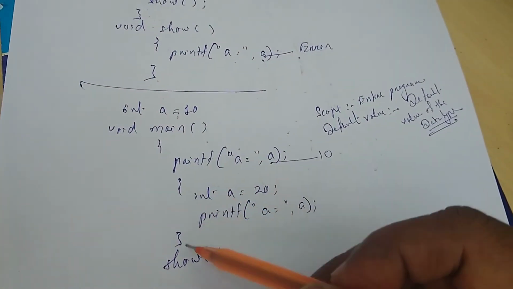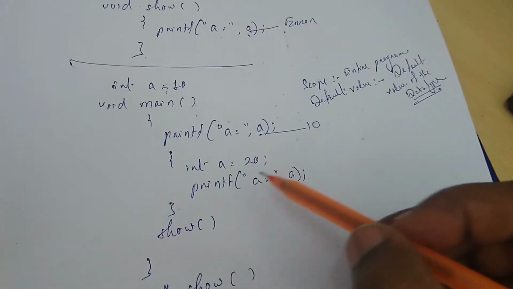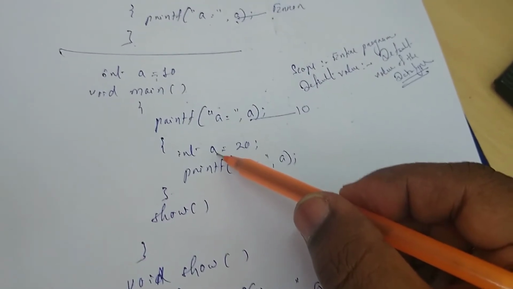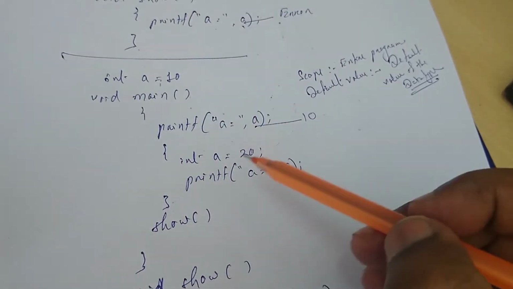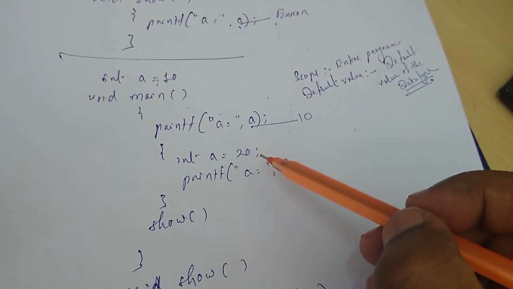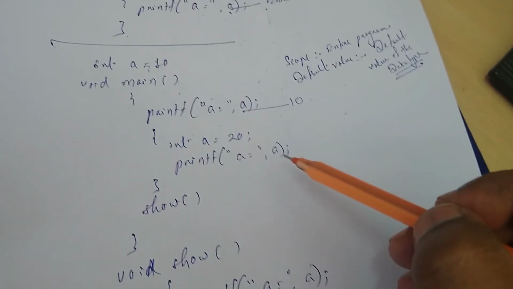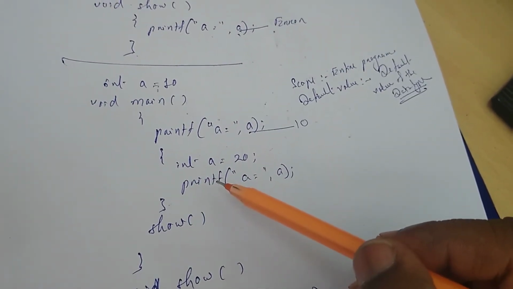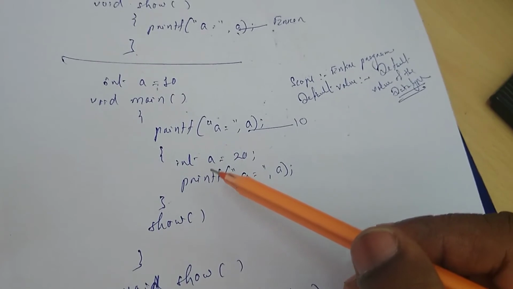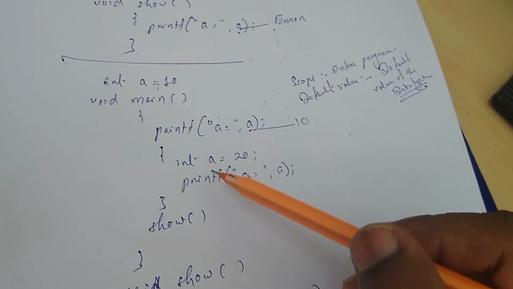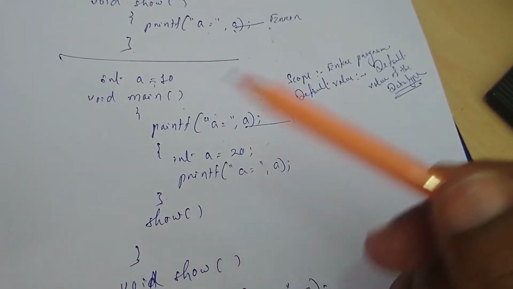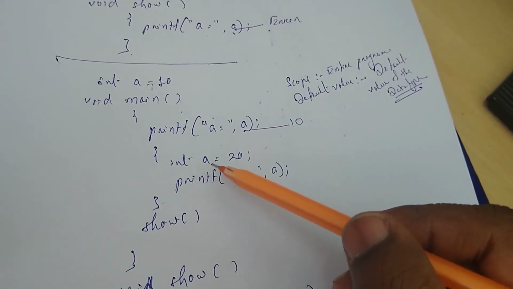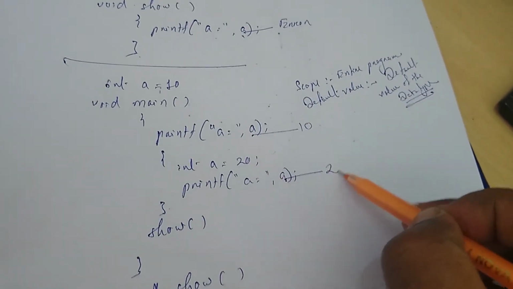So when you move inside this block, here there is a local variable. Here this a is a local variable which has the same name as the global variable, but here a is a local variable which is having value 20. So when you print the value of a, inside this block it always searches for a local variable of name a. If it does not find any local variable of name a, then it goes for global. But here the local variable a is there, so it prints 20 here.